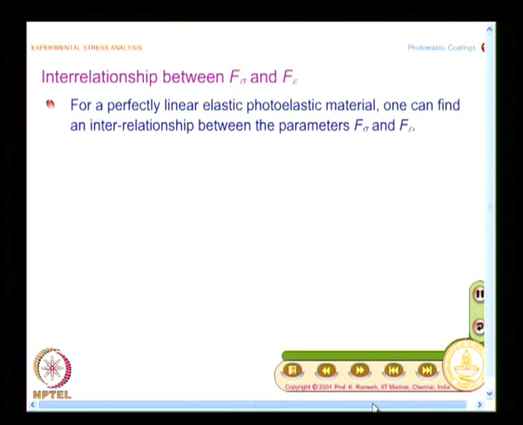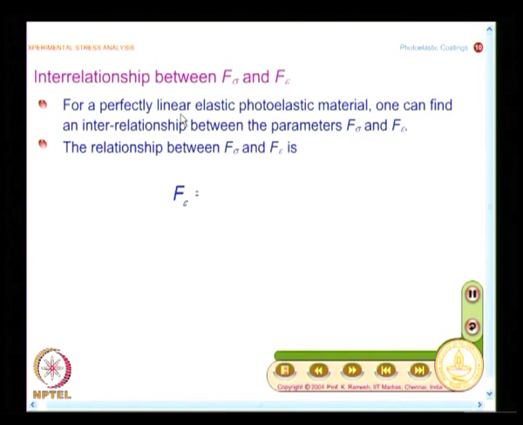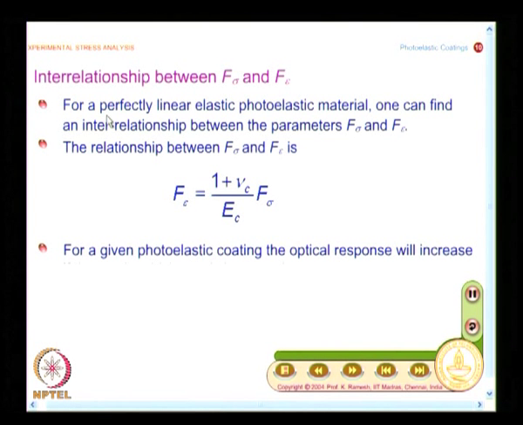And what is the interrelationship? Because we all deal with isotropic material, for a perfectly linear elastic photoelastic material, one can find an interrelationship between the parameters f sigma and f epsilon, which is straightforward. It does not require any great mathematical skills. I can find out f epsilon as (1 plus nu c) divided by E c into f sigma. So what it shows is, if I find out f sigma, I can find out f epsilon. If I find out f epsilon, I can find out f sigma from this interrelationship.